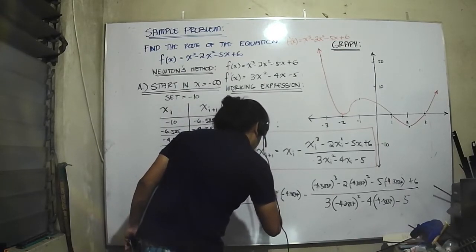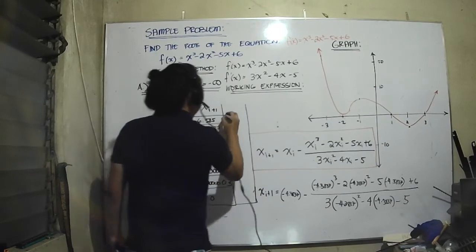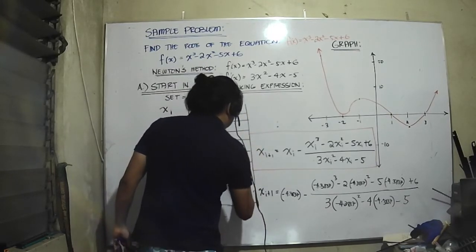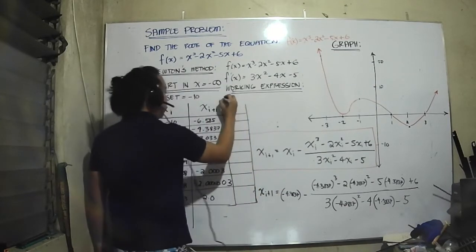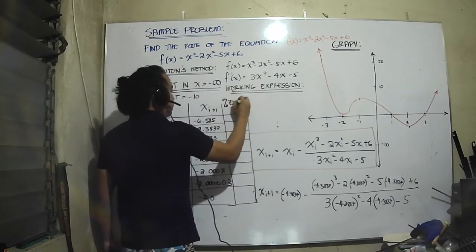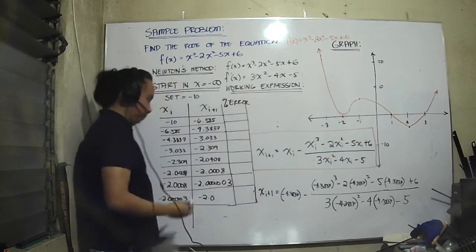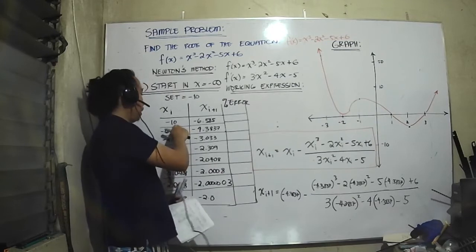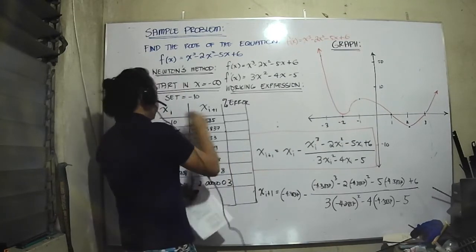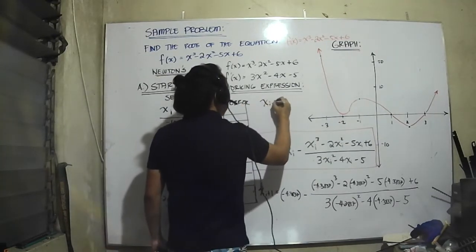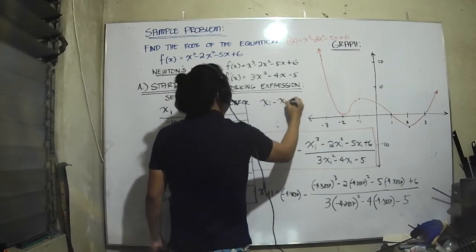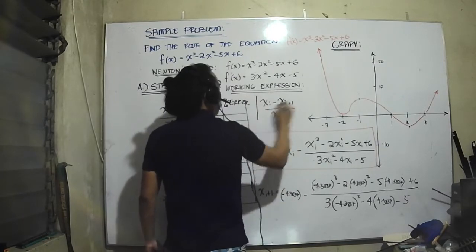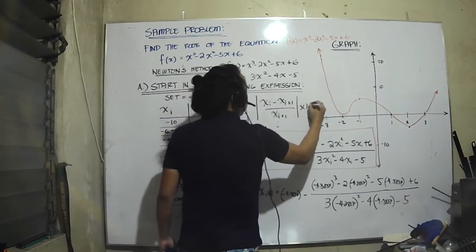xi plus 1. The percentage relative error is what we will look at next. Percentage relative error. Okay? How do we compute for that? It is xi minus xi plus 1 over xi plus 1, absolute value, times 100%.